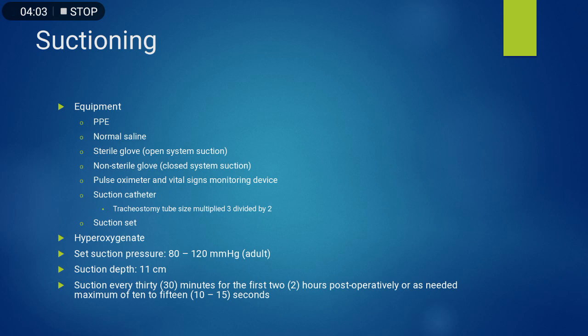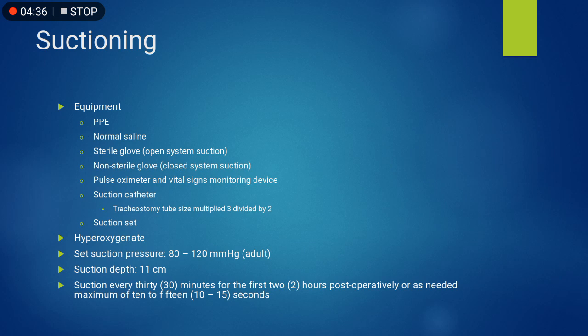And what is the appropriate suction catheter to be used? In the policy, we have a formula on how to check or use the proper size for the tracheostomy: tracheostomy tube size multiplied by 3 divided by 2. For example, we have a size 8 tracheostomy tube. We multiply it by 3, so it is 24, divided by 2, 12. 12 is the appropriate size to be used for the size 8 tracheostomy tube.